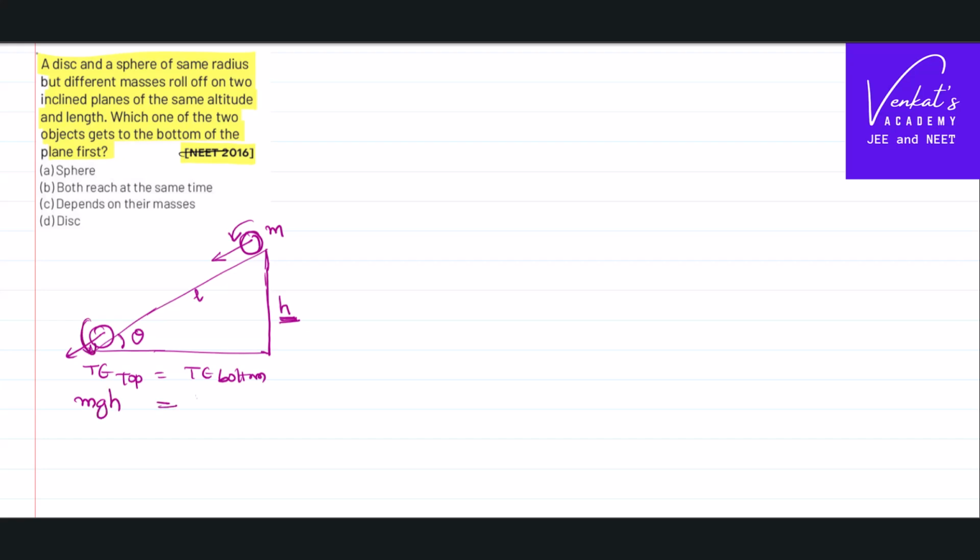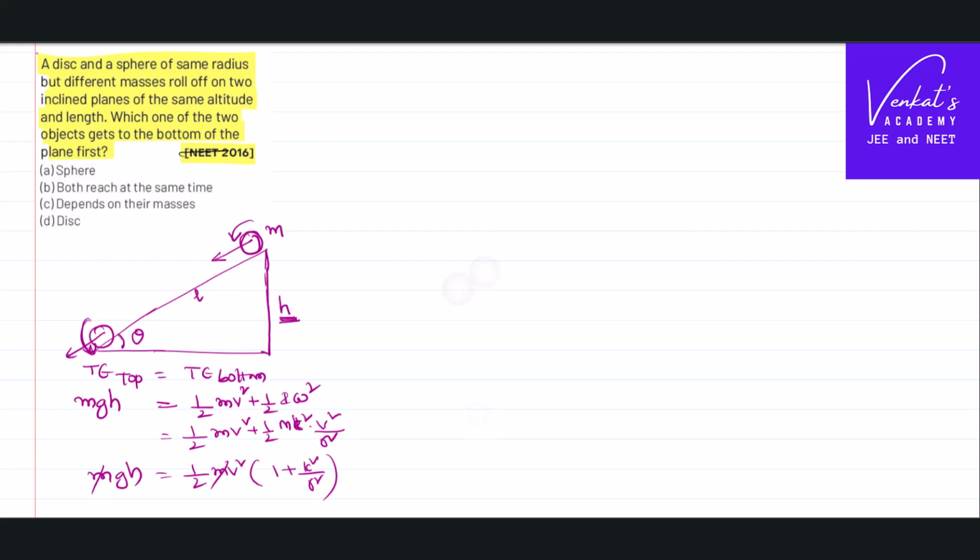When it reaches the bottom, it has translatory kinetic energy, and of course rotational kinetic energy, half I omega square. I can convert this half I as mk square, where k is radius of gyration, omega square as v square by r square. So half mv square can be taken common, 1 plus k square by r square, equal to mgh. The body's mass can be cancelled.